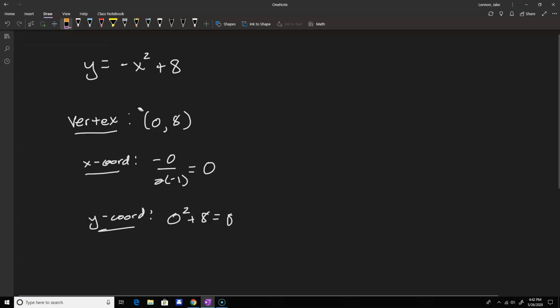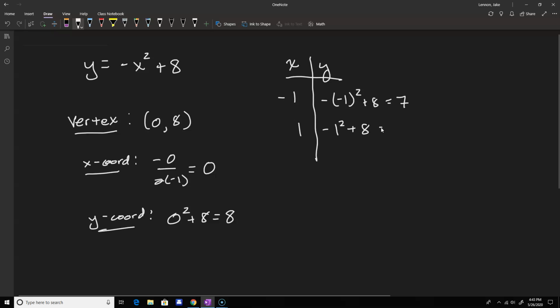Usually on the homework or the other examples I've shown, I've said just use the y-intercept as your additional point. Well, we can't do that here, so we have to plug in some other value. So let's plug in 1. We can plug in 1 and negative 1 if we just want to make an xy table here. If I plug in negative 1, I would get the opposite of negative 1 squared plus 8, which comes out to 7. And if I plugged in 1, I would get negative 1 squared plus 8, which is also 7.